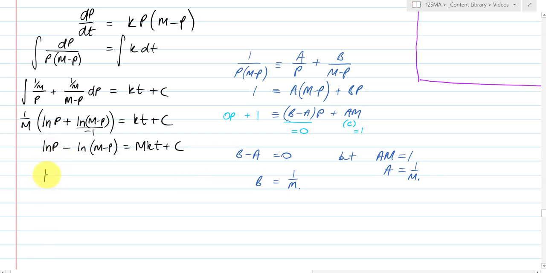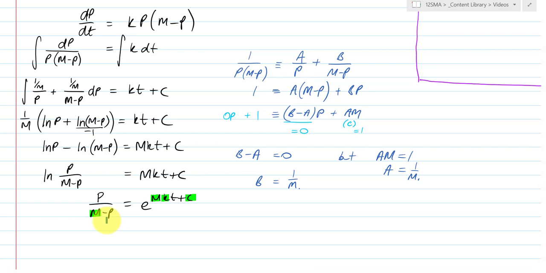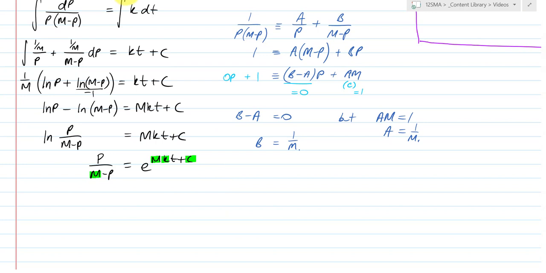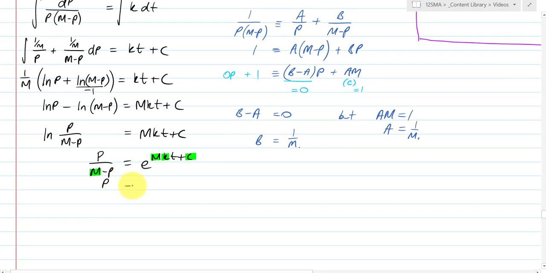And now I'm going to bring these together, so I get log of p over m minus p, and that works more as I expected, mkt plus c. I'm going to rearrange, I get p over m minus p equals e to the mkt plus c. So keep in mind of course that c, m, k, they're all unknown constants, and they're constants specific to the situation. P is a function of t, so I want to get p by itself, and it should be some function of t. So I'm going to write this down as p equals (m minus p) times a e to the mkt. I've just taken that e to the c and made it a.